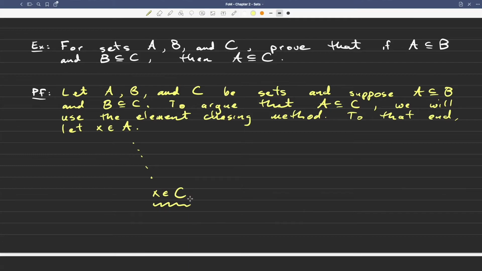I'll leave this here for a little bit. We'll end up erasing it to fit it into the argument in the proper place. But it's good to have an eye on what the target is when you're trying to do a proof. So in my mind, I'm going, okay, I want to arrive at x is in C.